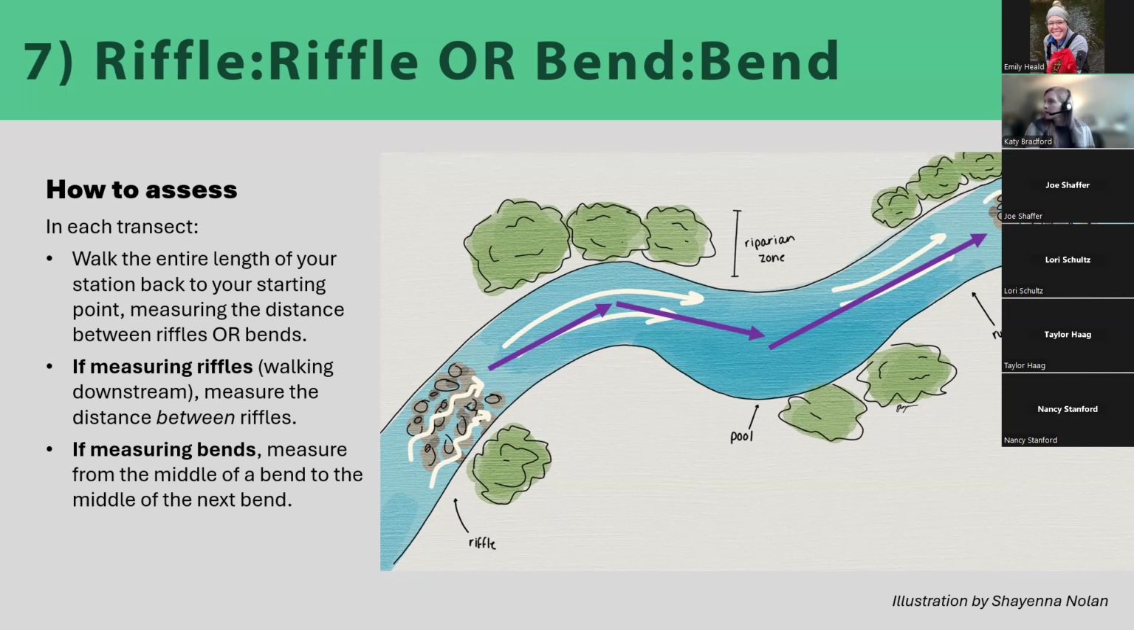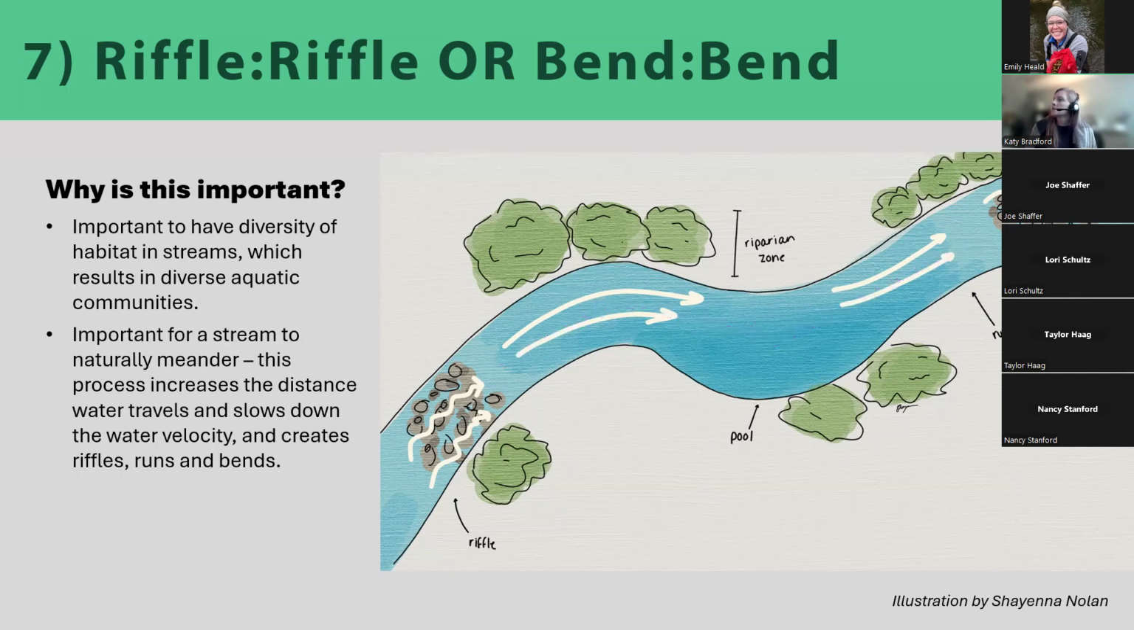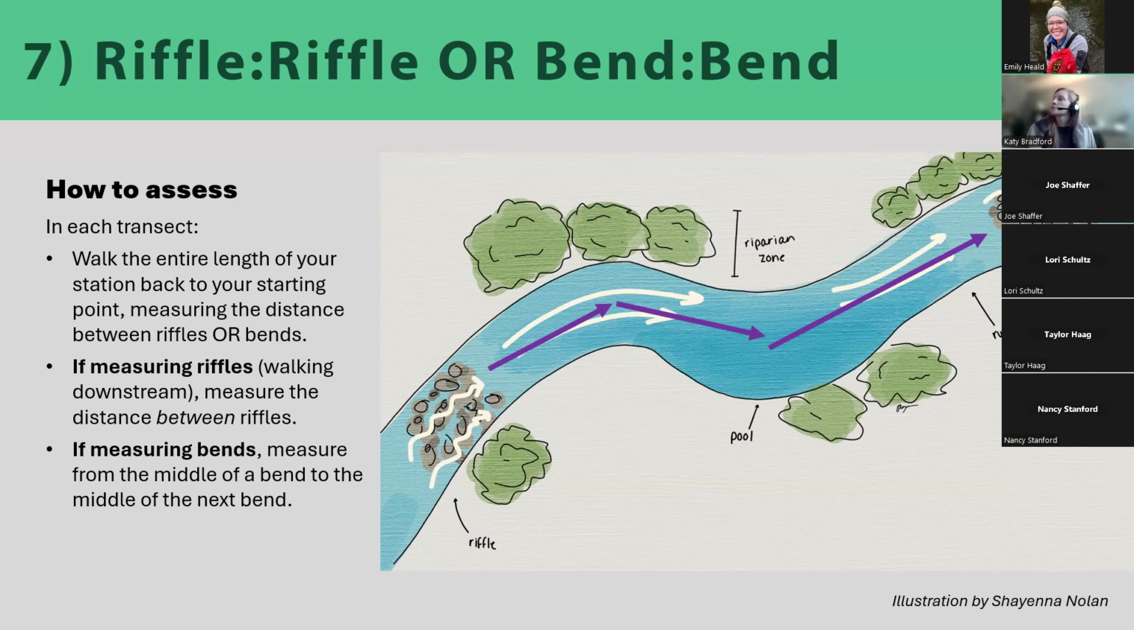The purple arrows here on this image, you can kind of see purple arrows, that is measuring between riffles. So you're not including riffles in your measurement, you're measuring between the riffles, and you're just writing down what that distance is.